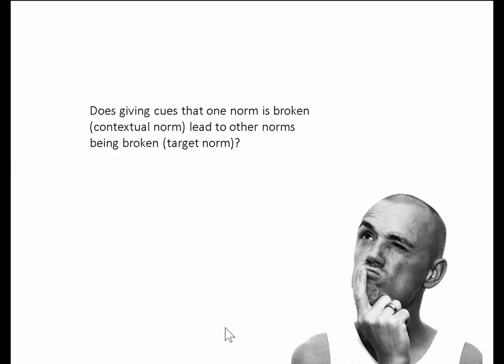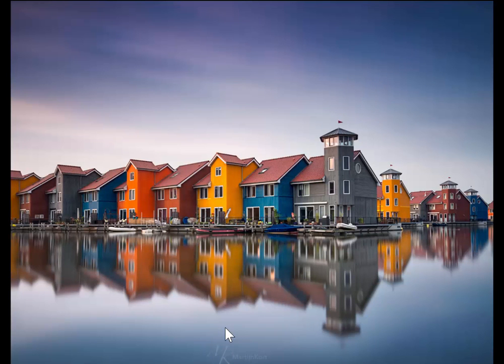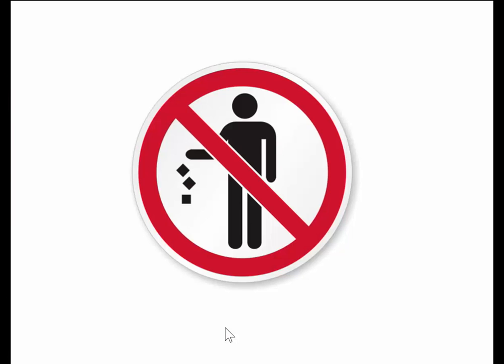And they did this experiment in Groningen, and there's a picture of Groningen, a nice city in the Netherlands, with a great university and a great sociology department, where I know a couple of people. And they did this experiment about littering, about throwing things on the floor. And you see how this actually works. This is a field experiment now. This is not a lab experiment. This is happening in the real world.